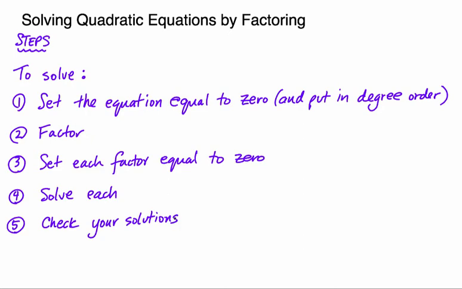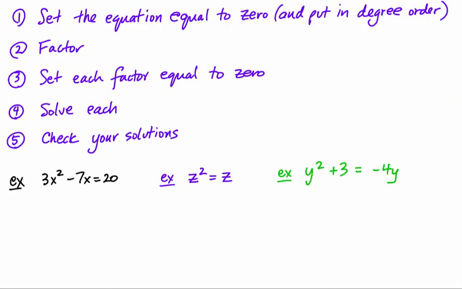Okay, let's create a little bit of space here, and we'll try 3 examples all at the same time to work through these steps. Okay, so here are 3 examples, one in black, one in blue, and one in green. And we'll just work through these same 3 steps for all of them. So the very first one is to set the equation equal to 0 and to put it into degree order.